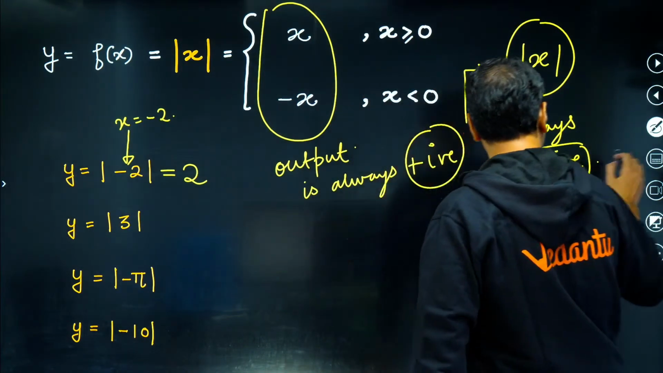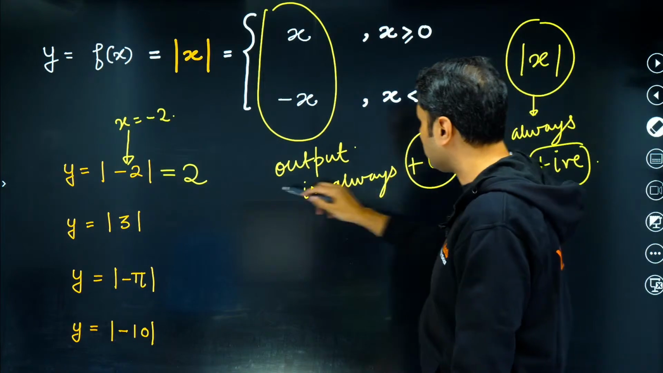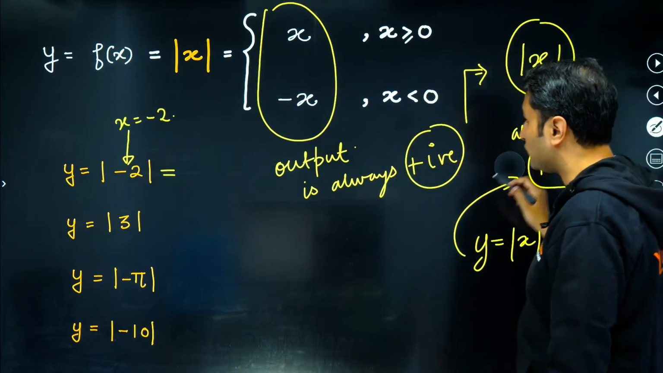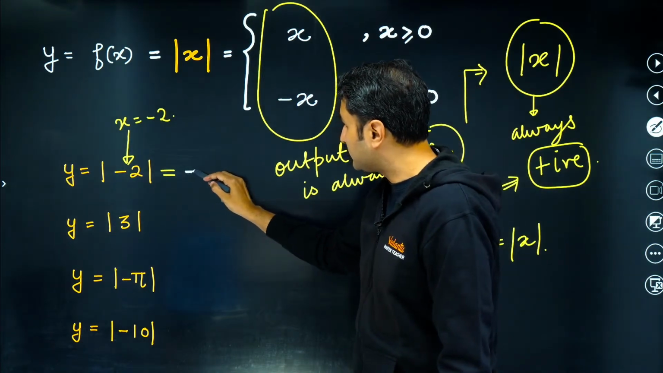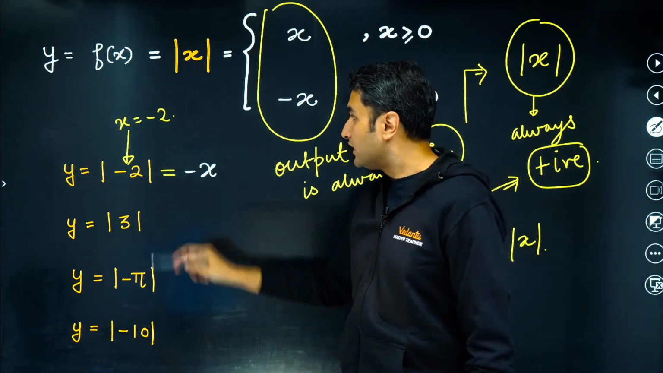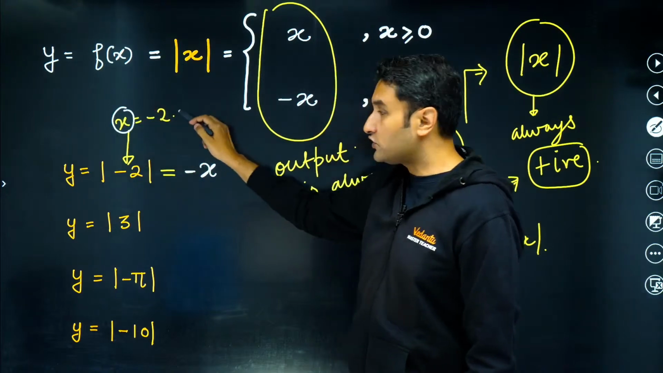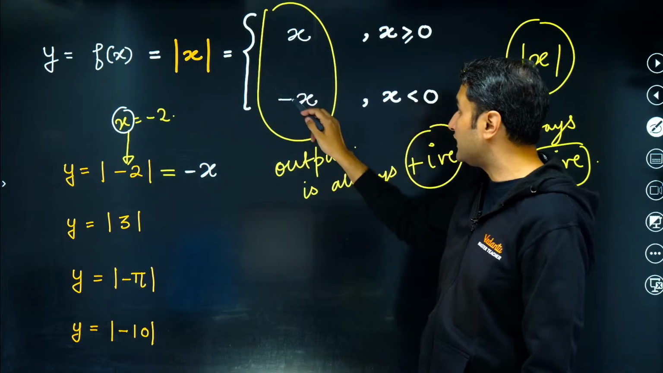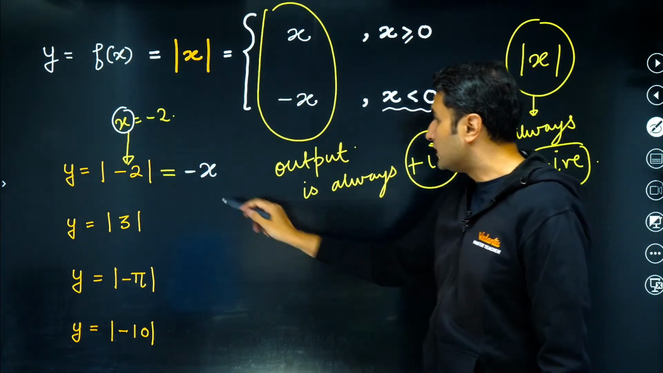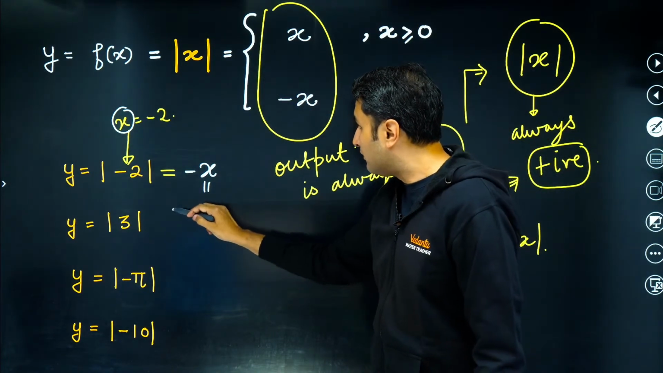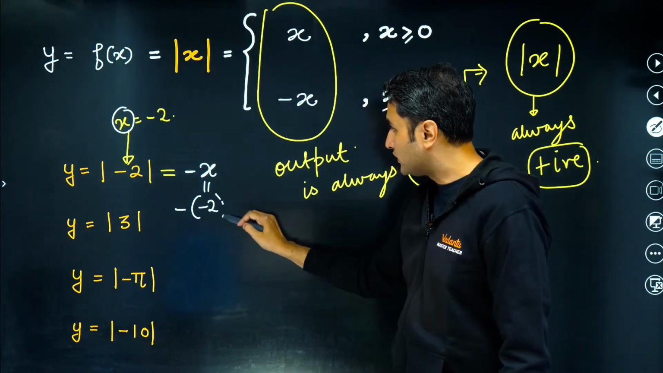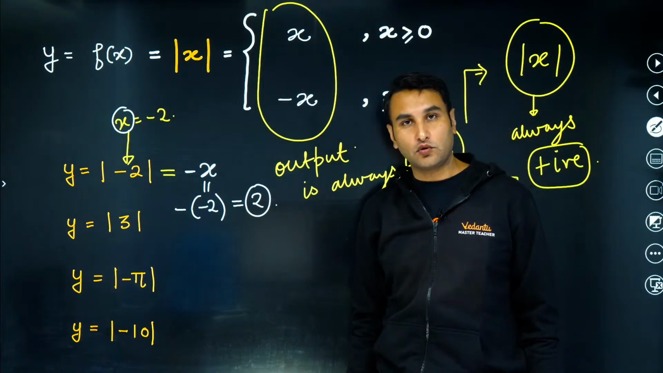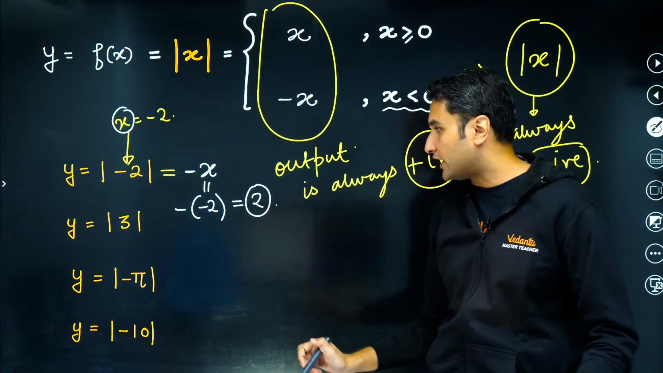If you get confused, you can also imagine the output as minus x. If x is minus 2, the modulus opens with a negative sign if x is negative. But this will become what? Minus of minus 2. Hence it becomes 2. Got it? Is this clear to all of you? Very step by step, I'm just taking time.